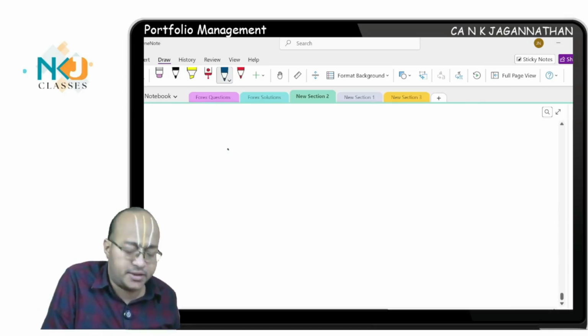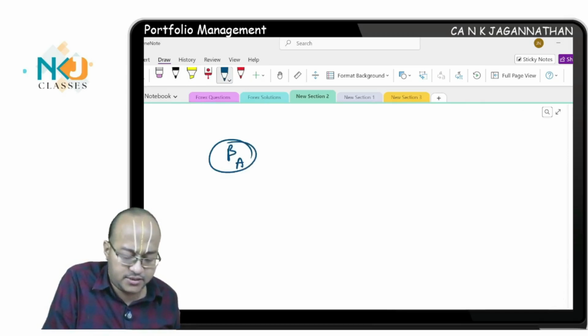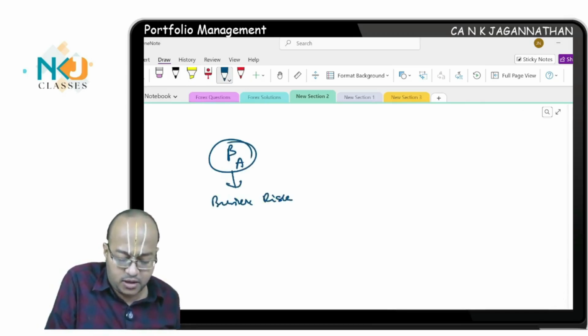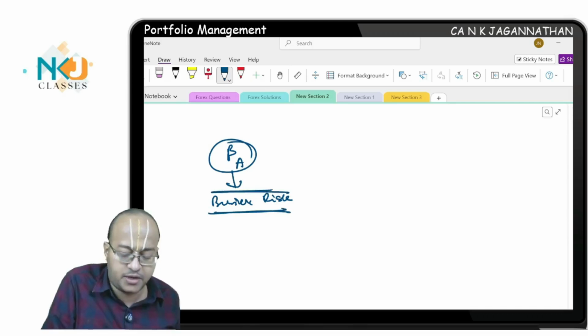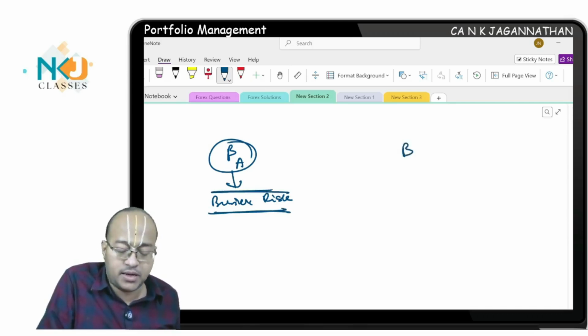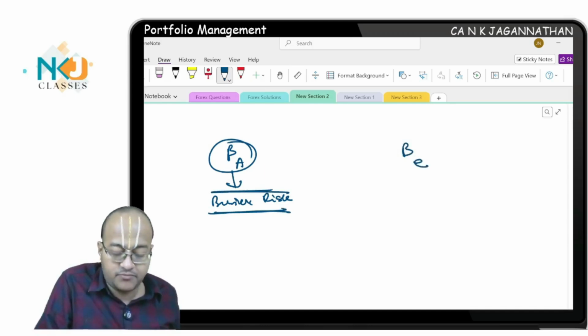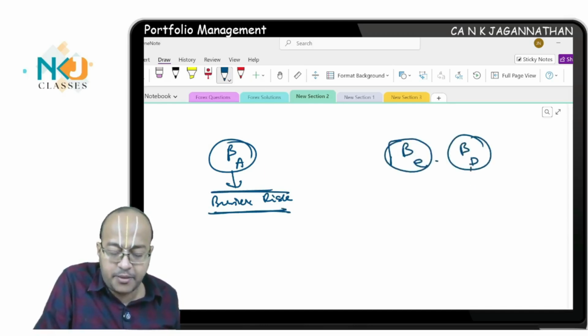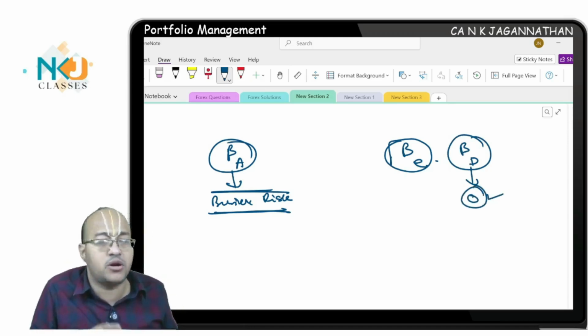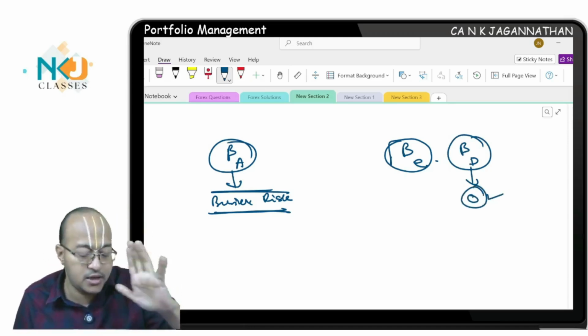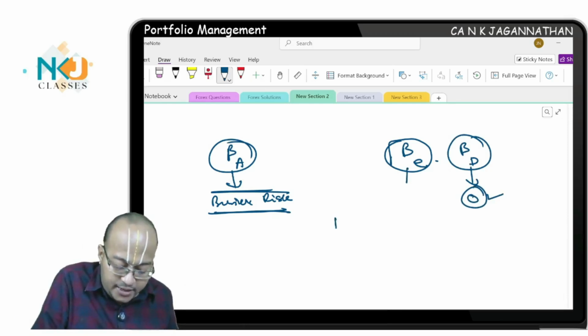We have two betas. One is asset beta. I call it business risk. Are you listening? Total business risk of the company. Then there is equity beta, and there is debt beta. The debt beta is 0 because debt holders will not bear any risk. Are you all understanding?